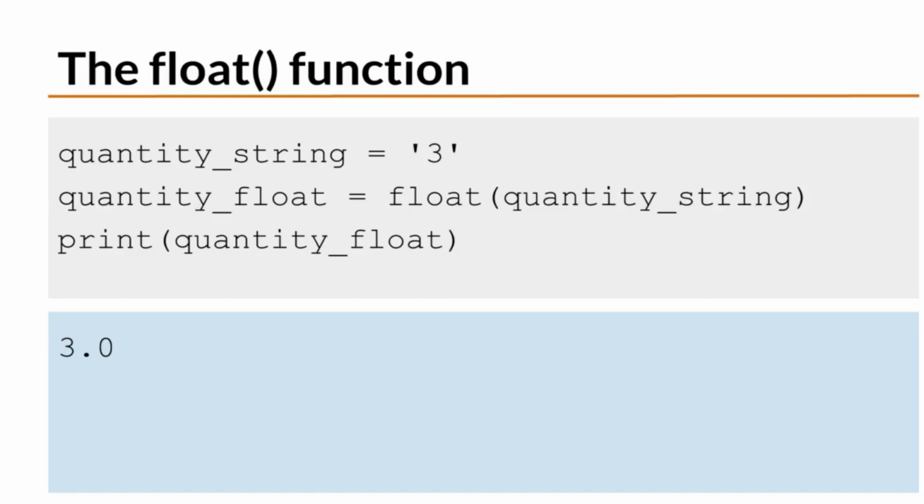To convert a string or an integer into a floating point number, use the float function and pass in the string or integer to convert. Here the output is 3.0 since the string 3 was converted to a floating point number, and floating point numbers always contain a decimal place.